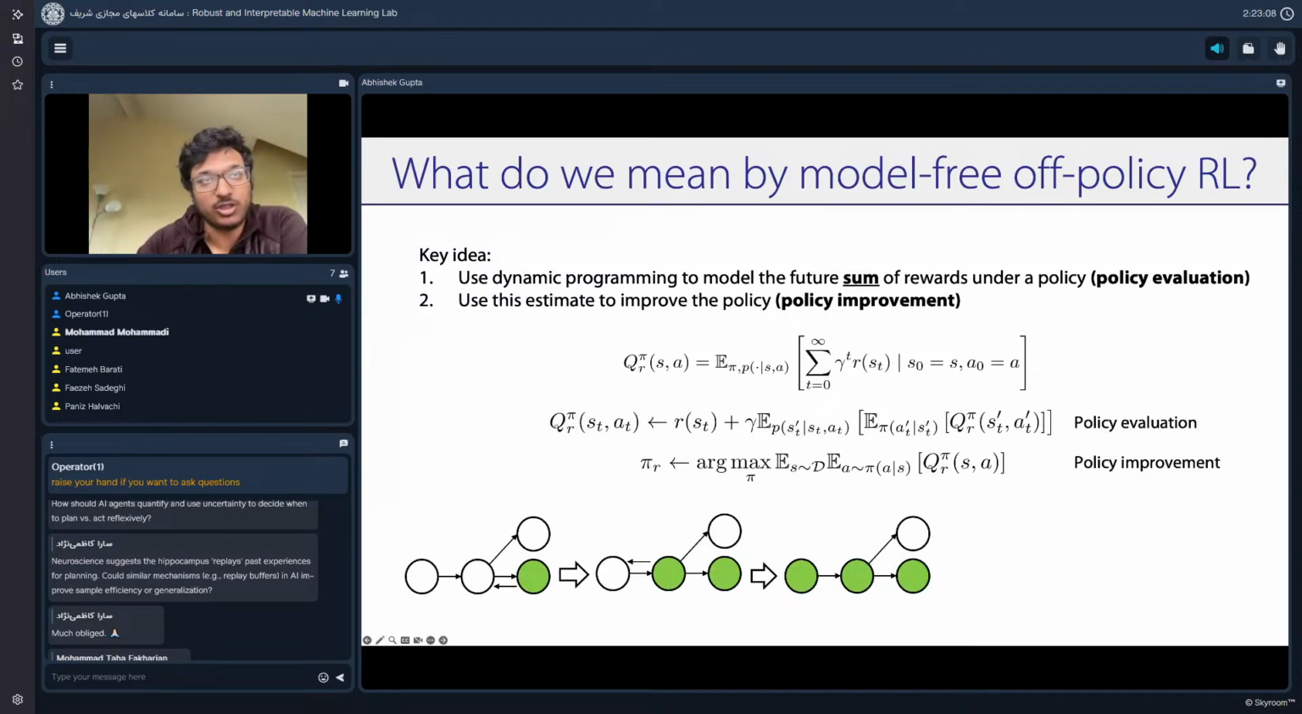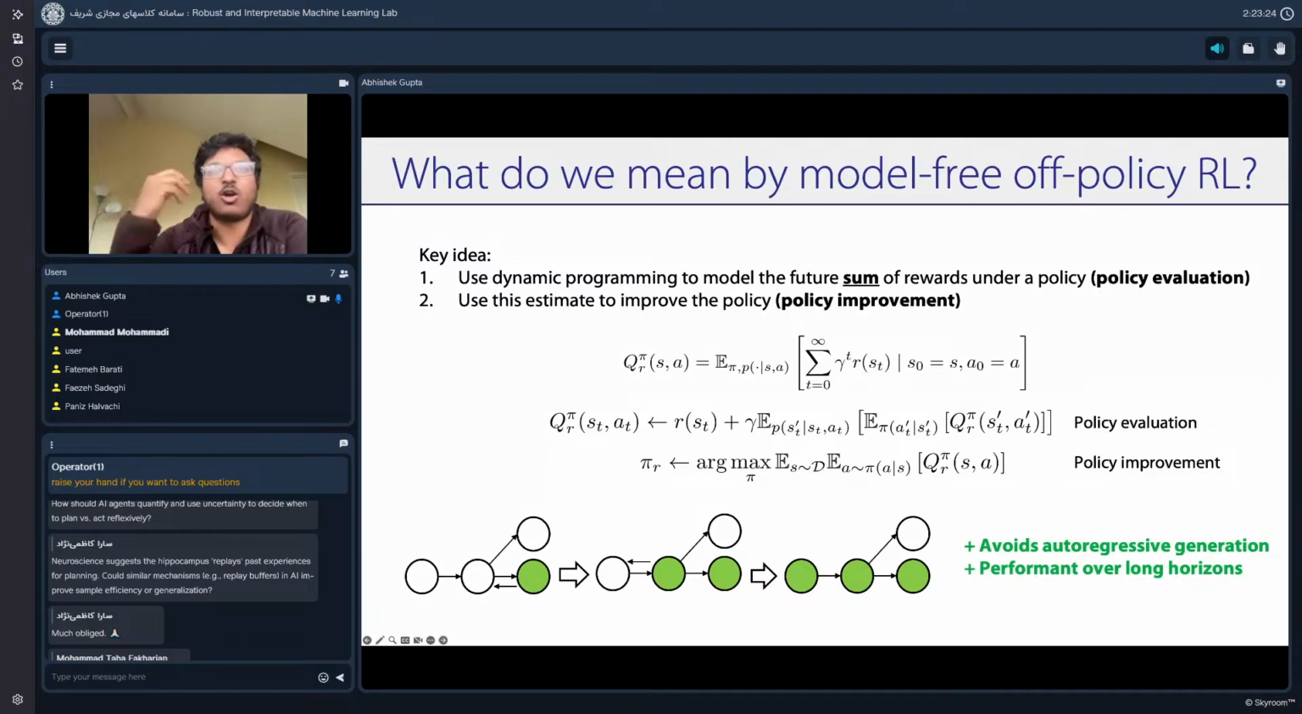And once you have a Q function, you can improve your policy by choosing a policy that improves your Q function, right? And so most of these off policy model free RL methods are going to take this form. The nice part about it is that your Q function is not autoregressive. Yes, you're doing dynamic programming at training time, but at test time, you're directly predicting the cumulative outcome. You're not predicting one step at a time. You're predicting the cumulative outcome all at once.